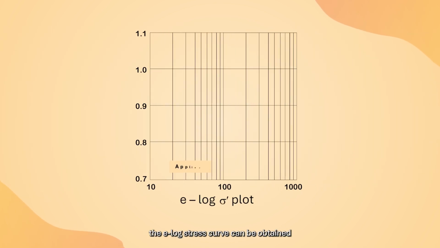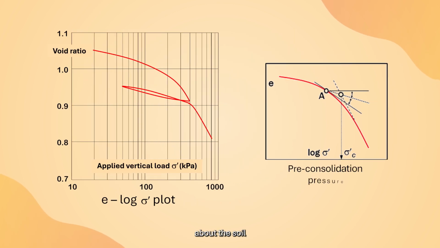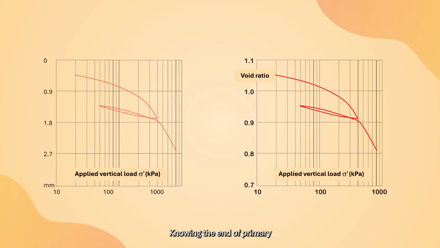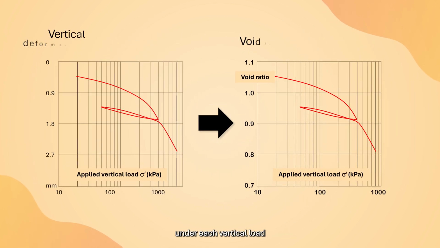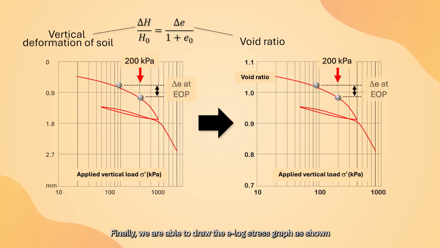In addition, the e-log stress curve can be obtained, from which we know lots of information about the soil, including the pre-consolidation pressure. Knowing the end of primary vertical deformation under each vertical load, we may convert this deformation to EOP void ratio by this equation. Finally, we're able to draw the e-log stress graph as shown.